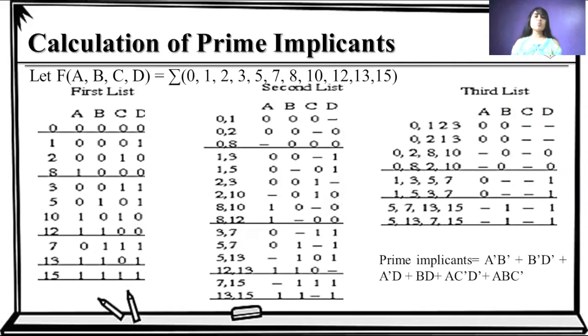So this is how we can calculate prime implicants. First make groups according to the number of ones, then reduce this into a second list by comparing successive groups and identify the terms which differ by one bit only. Then repeat this procedure again and do this until we can't reduce the terms further. So these terms are prime implicants.